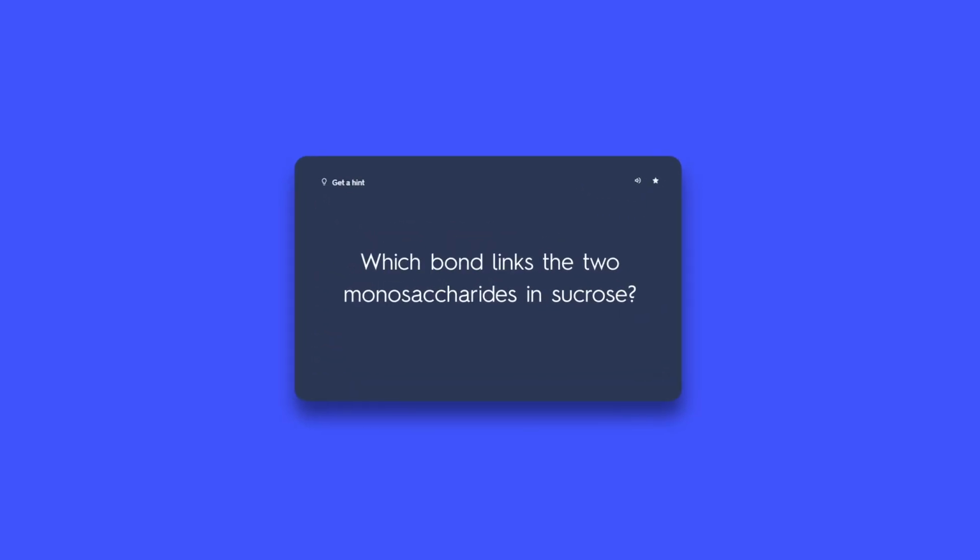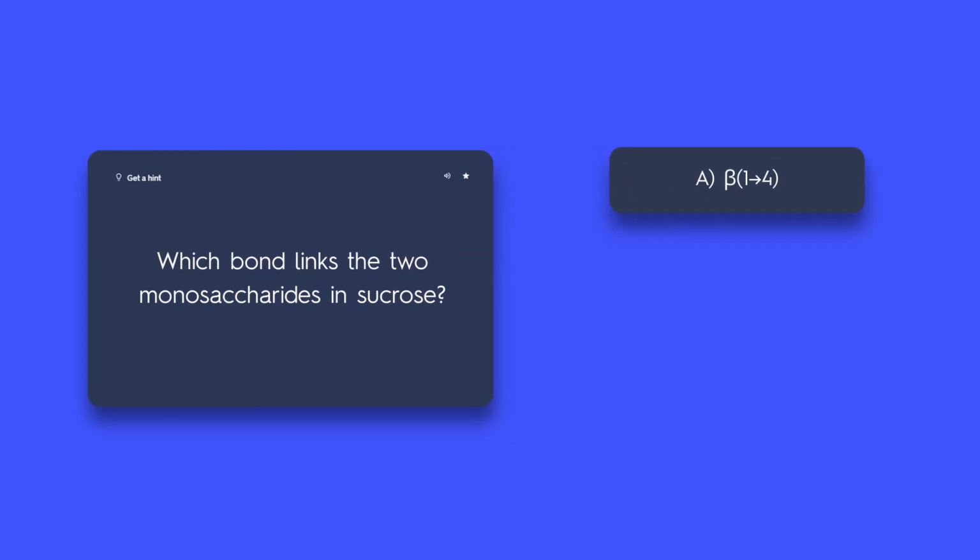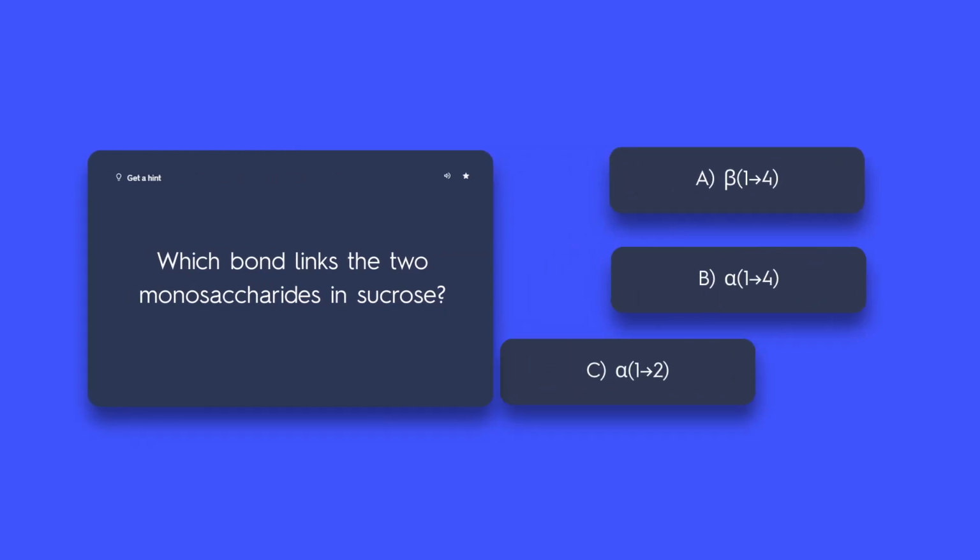Here's a question. Which bond links the two monosaccharides in sucrose? Beta 1,4, alpha 1,4, or alpha 1,2? Lock in your guess. We will reveal the answer soon.